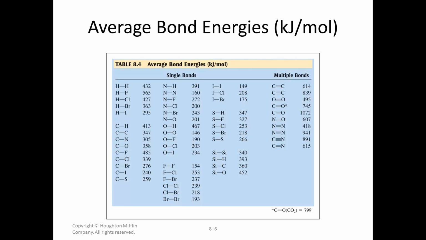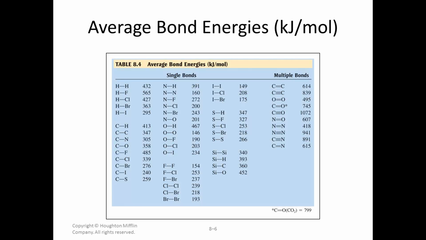Here we have a collection of average bond energies for various chemical bonds between both homonuclear and heteronuclear species. Now we can have single bonds where we have one pair of electrons shared. We can also have double bonds where we have 2 pairs of electrons shared, or triple bonds where we have 3 pairs of electrons shared.